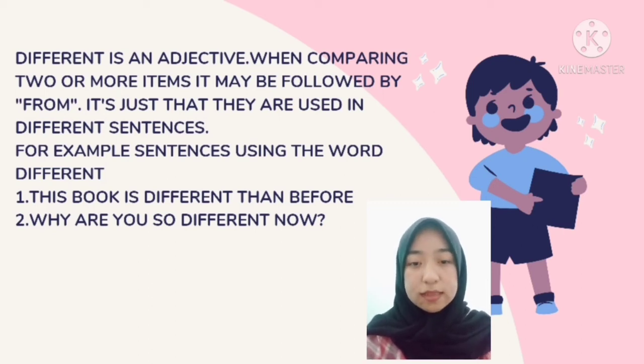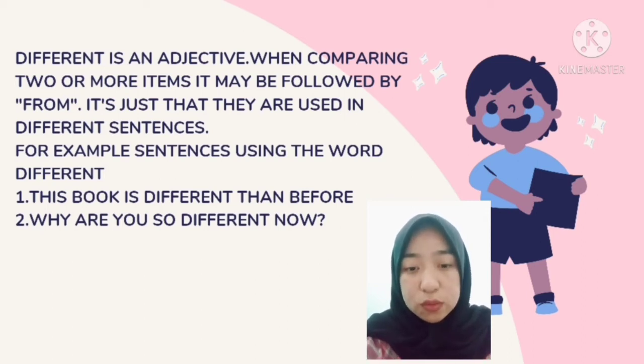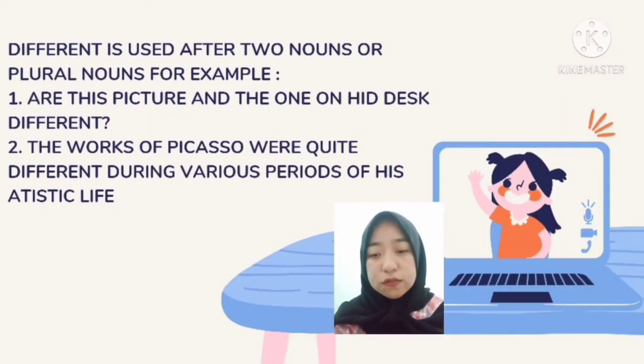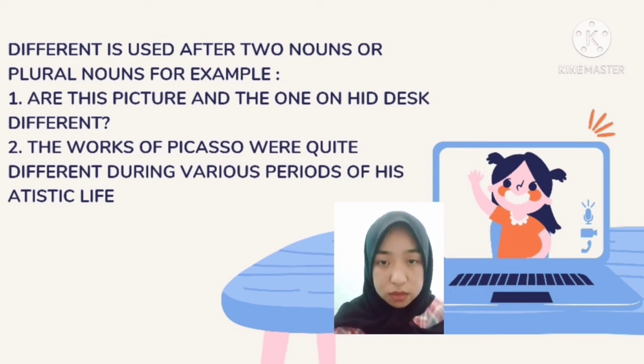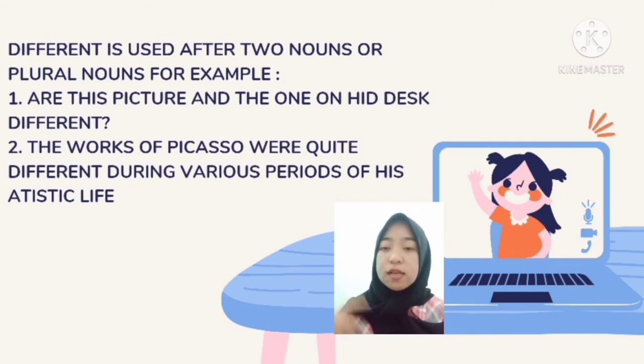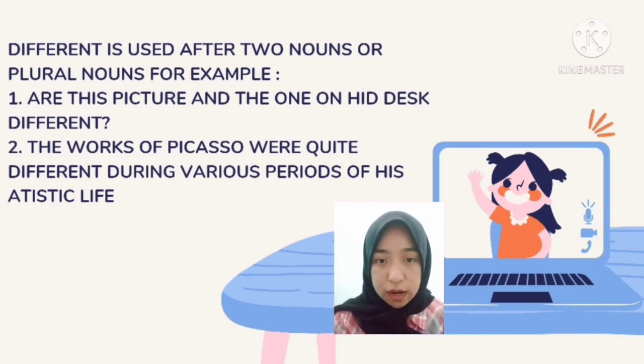For example, sentences using the word different. 1. This book is different than before. 2. Why are you so different now? Different is used after two nouns or plural nouns. For example, are this picture and the one on his desk different? The work of Picasso were quite different during various periods of his artistic life.